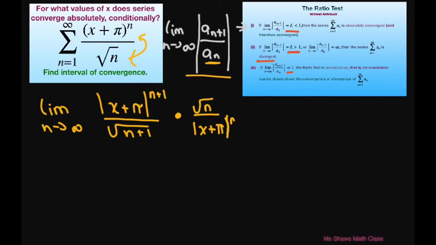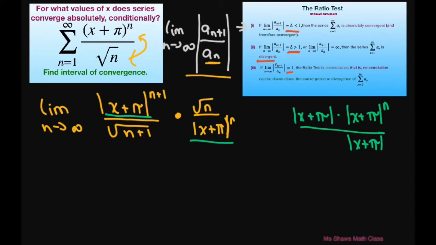Let's put this straight line. So let's look at this piece right here. This is like saying the absolute value of x plus pi times the absolute value of x plus pi to the power of n divided by the absolute value of x plus pi to the power of n. So that cancels out, and we're left with the absolute value of x plus pi.